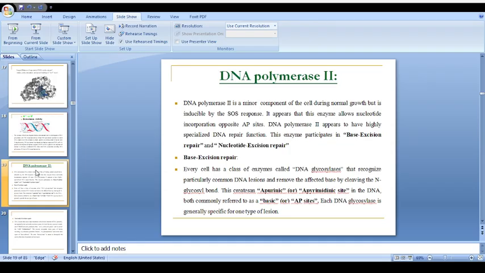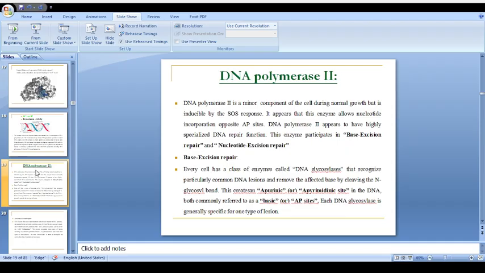What is base excision repair? Every cell has a set of enzymes called glycosylases that are capable of identifying the damage in the DNA lesion region, and especially it removes the base by breaking the glycosidic bond, which connects the purine or pyrimidine base with the deoxyribose present in the DNA. Once the purine or pyrimidine base is removed, that region is called an apurinic or apyrimidinic site in the DNA.